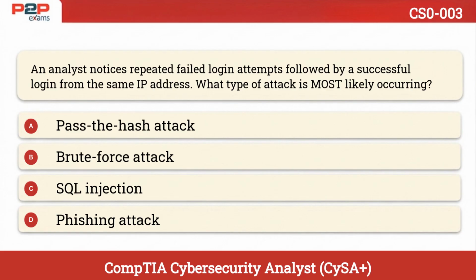Question 1. An analyst notices repeated failed login attempts followed by a successful login from the same IP address. What type of attack is most likely occurring? A. Pass the hash attack. B. Brute force attack. C. SQL injection. D. Phishing attack. Pause for a few seconds and consider your answer.